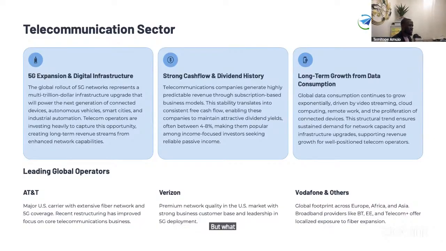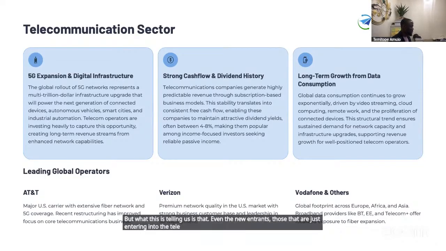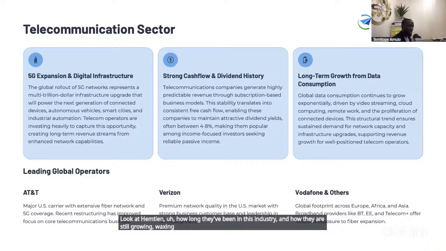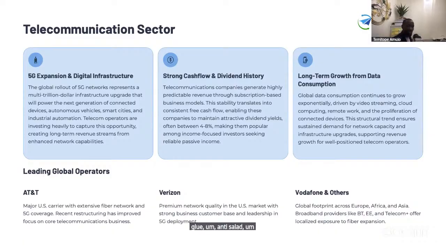But what this is telling us is that even the new entrants, those that are just entering the telecommunication sector, are raking in a lot of money. So there are long-term growth potentials in the telecommunication sector. Look at MTN, how long they've been in this industry, and how they are still growing, waxing stronger despite the existence of Glo, Etisalat, Visafone, or what is that other one? Despite their existence, all of them are still waxing stronger.